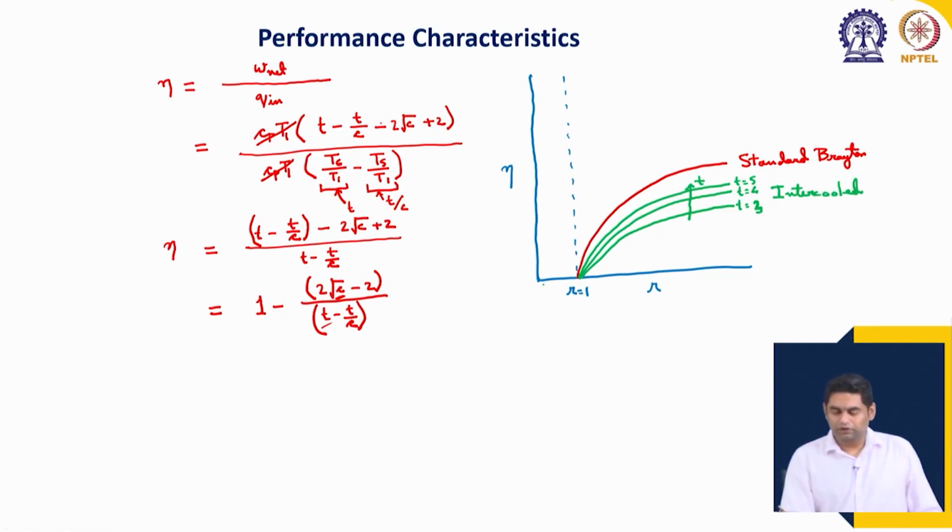Now for this intercooled plus regeneration cycle, what is the limiting value at R equal to 1? At R equal to 1, C is also equal to 1. So, this goes to 0, 2 minus 2 goes to 0, and this t minus t also goes to 0. So, directly from here you cannot say without taking the limit.